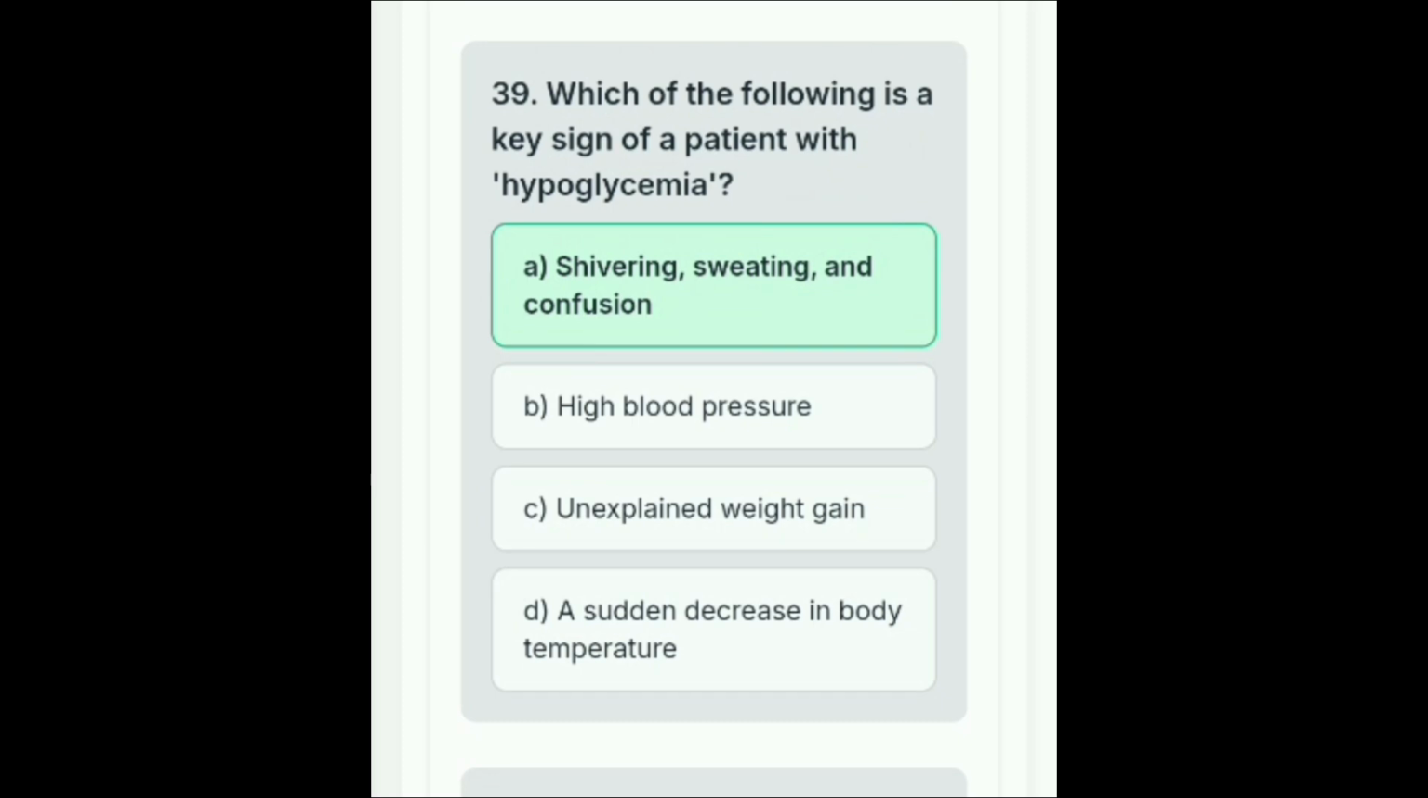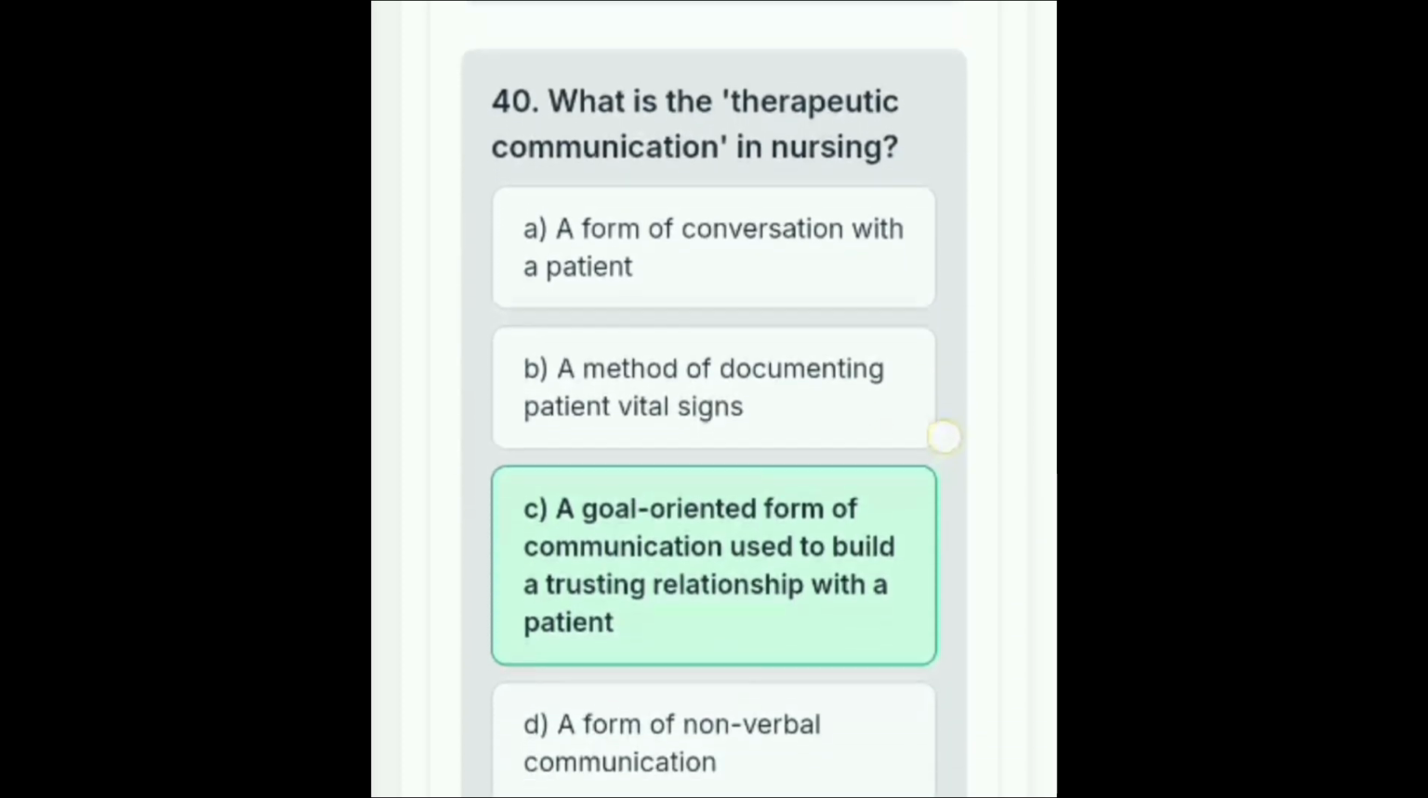39. Which of the following is a key sign of a patient with hypoglycemia? Option A, shivering, sweating and confusion. Option B, high blood pressure. Option C, unexplained weight gain. Option D, a sudden decrease in body temperature. So A is correct.